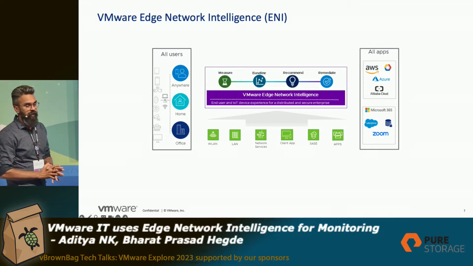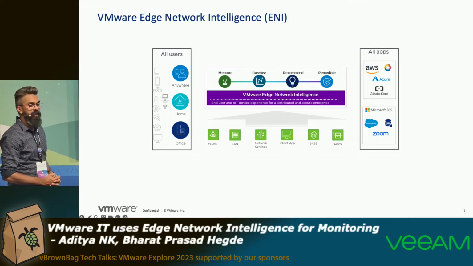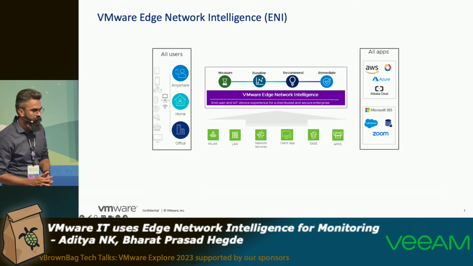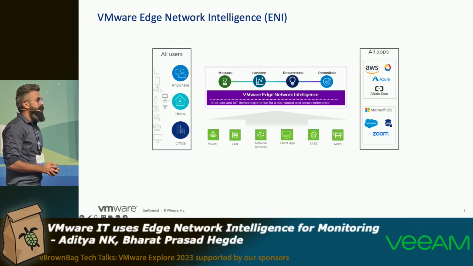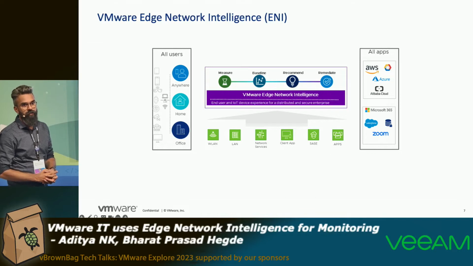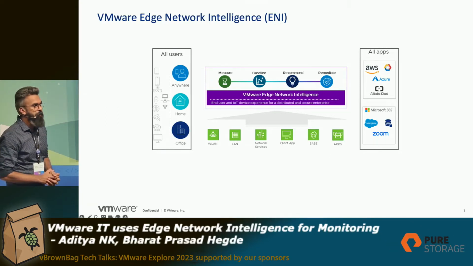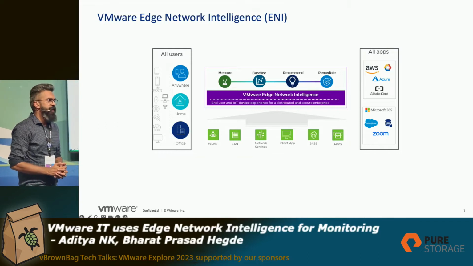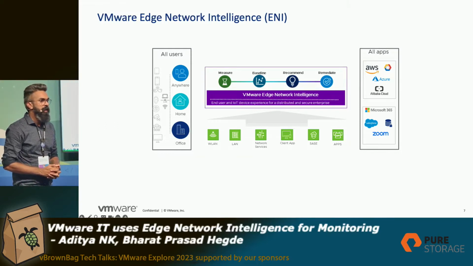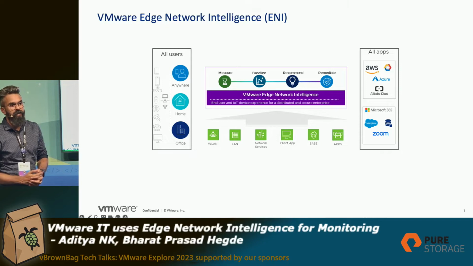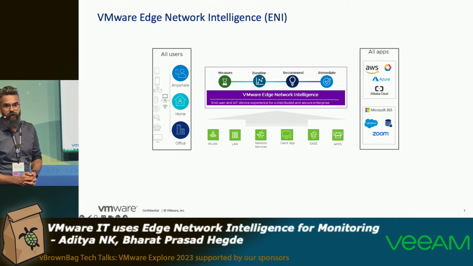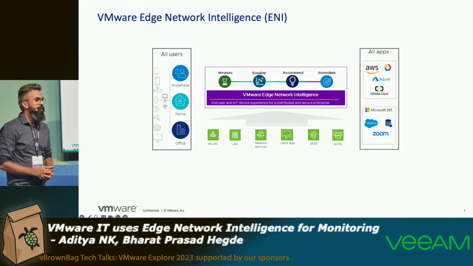VMware Edge Network Intelligence, known as VMware ENI. VMware ENI is a SaaS-based solution. It also supports private cloud and on-premise. VMware ENI uses machine learning algorithms and data analytics to process huge volumes of dispersed data into meaningful insights.